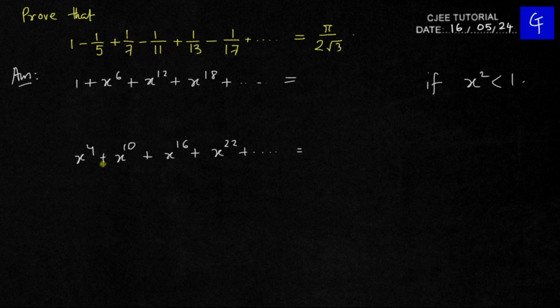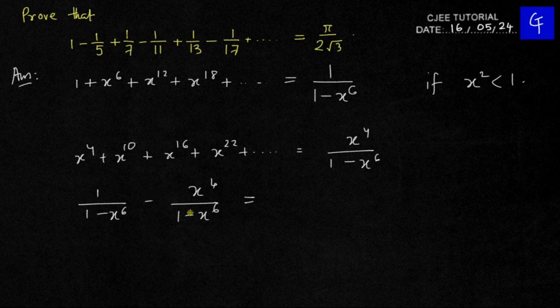So take these two geometric series for which the common ratio is x to the power 6. This should be equal to 1 over 1 minus x to the power 6, and this should be equal to x to the power 4 over 1 minus x to the power 6, if x square is less than 1. So the modulus of x is less than 1. Then this series converges to this and that series converges to this. Then what will this expression equal on the right hand side? It will be equal to this.